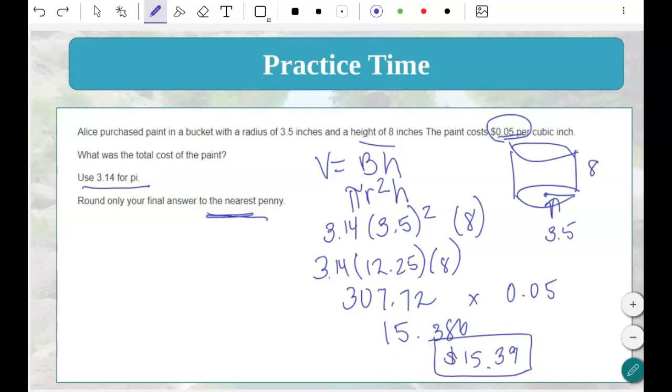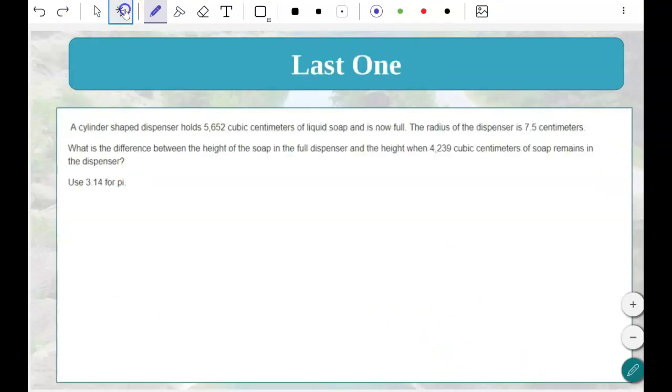Our last one. A cylinder-shaped dispenser holds 5,652 cubic centimeters of liquid soap and is now full. The radius of the dispenser is 7.5 centimeters. What is the difference between the height of the soap in the full dispenser and the height when 4,239 cubic centimeters of soap remains in the dispenser?